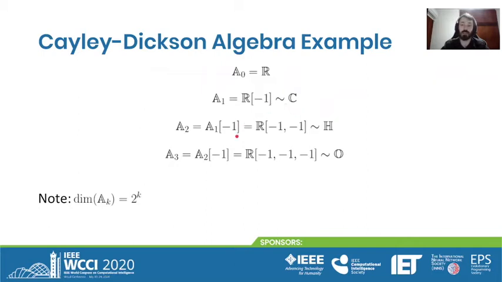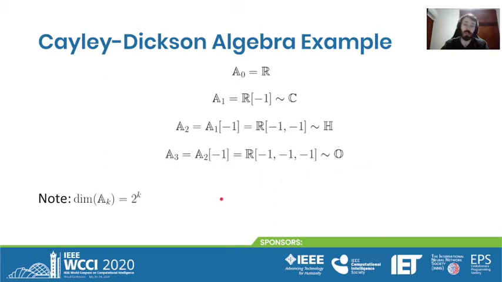If we extend it once again by choosing minus 1 as the parameter, which we simply denote as R_{-1,-1}, this is a four-dimensional space with hyperimaginary units squared equal to minus 1, and this is equivalent to the quaternions. One step further takes us into an eight-dimensional space, which is equivalent to the octonions. So the complex numbers, quaternions and octonions are particular cases of the Cayley-Dickson construction. In other words, the Cayley-Dickson construction is a generalized version of these algebras.